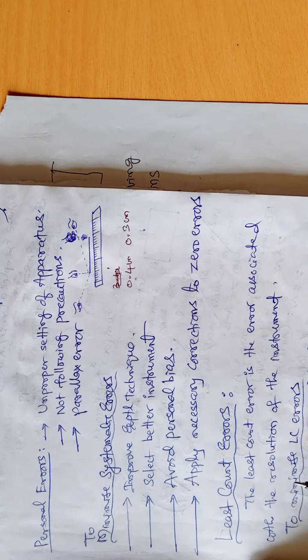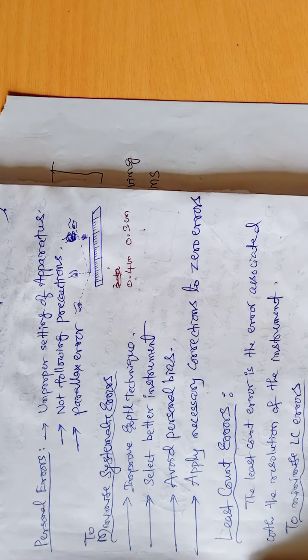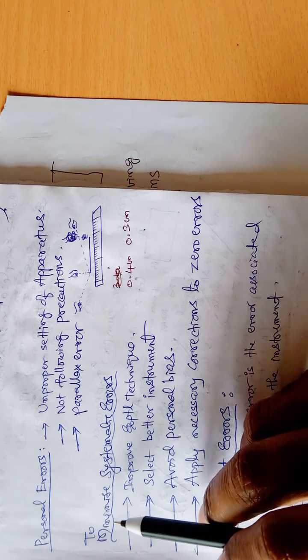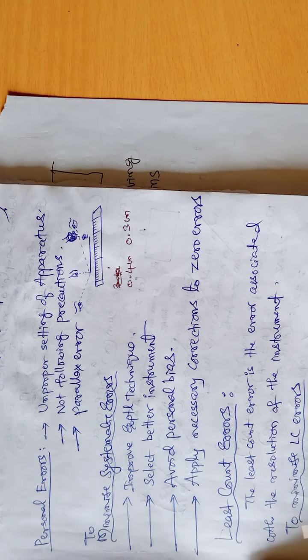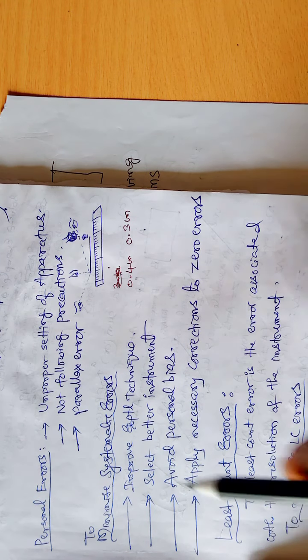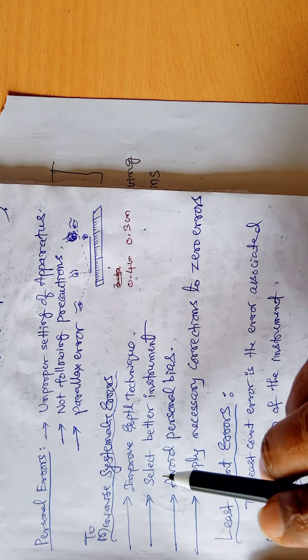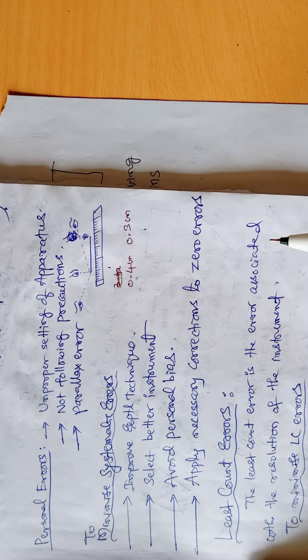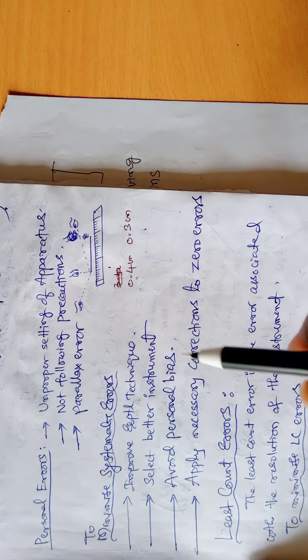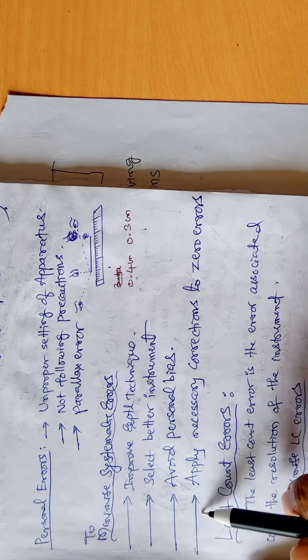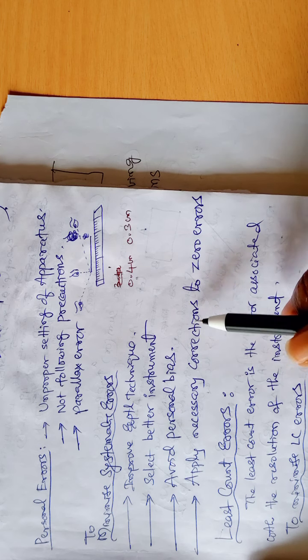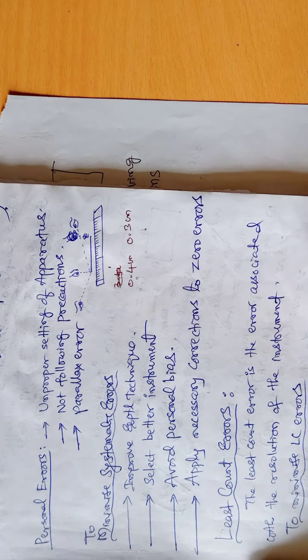Now what care must be taken to avoid these systematic errors? To minimize the systematic errors, one care is improve experimental technique. Second, select a better instrument. Third, avoid personal bias. Fourth, apply necessary corrections to zero errors.